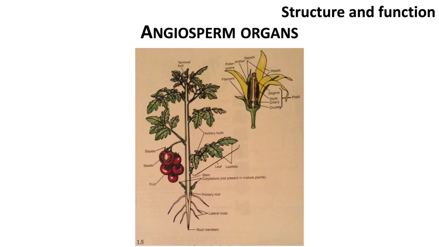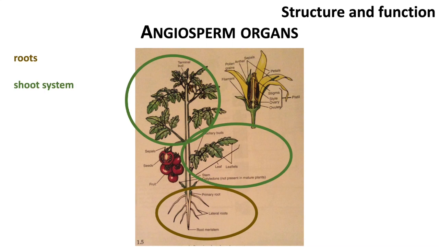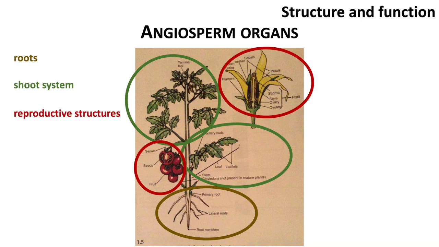We'll now move into a tour of the major organs of angiosperms. This figure, figure 1.5 from your reading, is an important one and one you'll likely come back to time and again. We'll first look at the roots, then the shoot system, including stems and leaves, followed by reproductive structures, including flowers, fruits, and seeds. For each of these, we'll take a look at some examples as they relate to food.